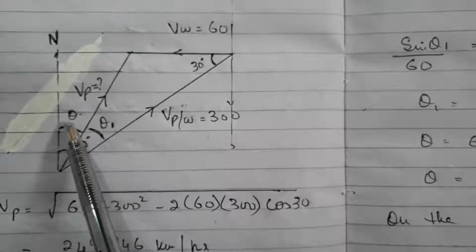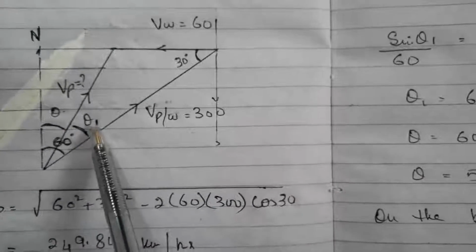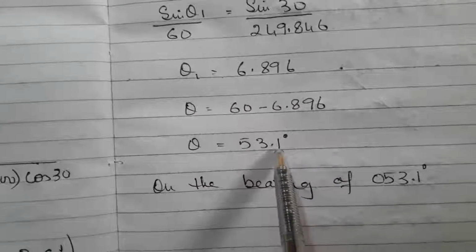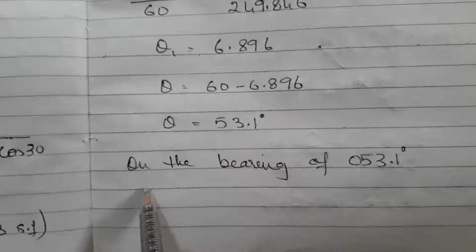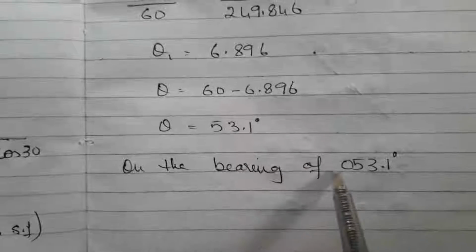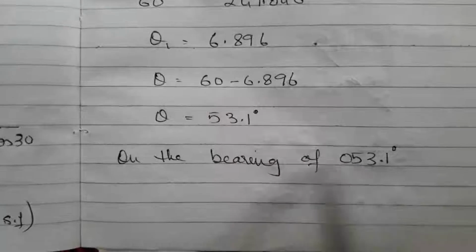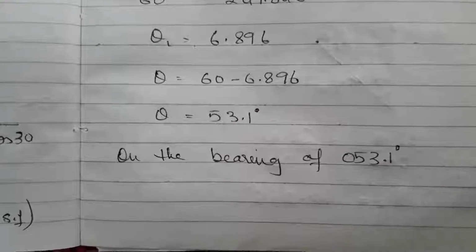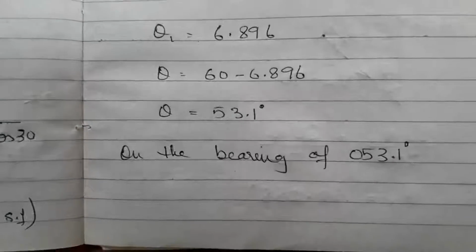Since I have to find out this angle, from 60 I will subtract this portion. So now it is 53.1. And since I am expressing in terms of bearing, I have to mention it in 3 digits. So on the bearing of 053.1 degrees. Thank you.